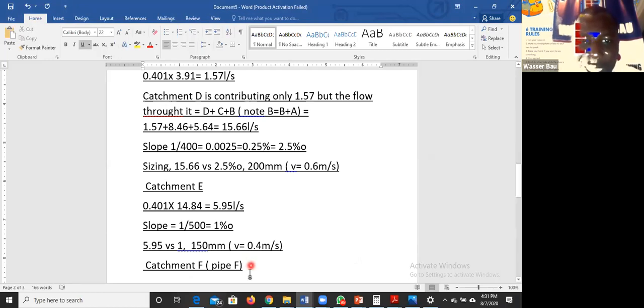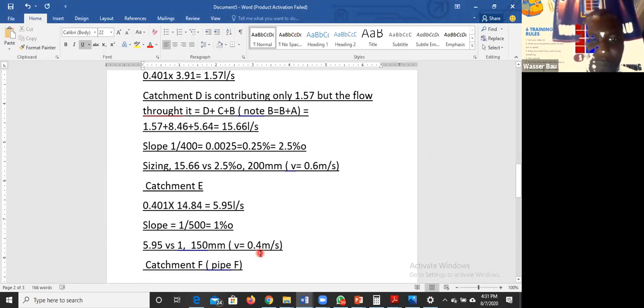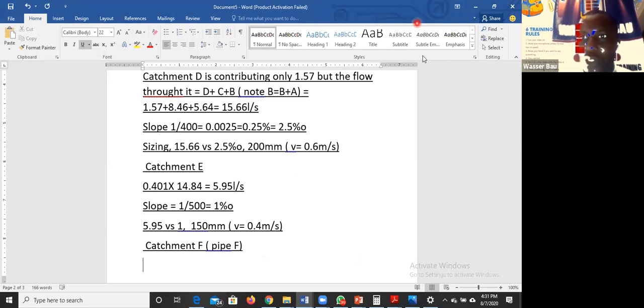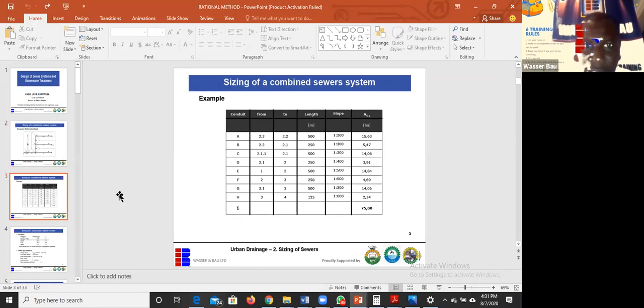So I don't know if I have a smart guy in this class. I challenge you if you can do it for me. Let me just give you an idea of what to do. Is the slope not 2 for E? Slope for E is... oh, 2%.